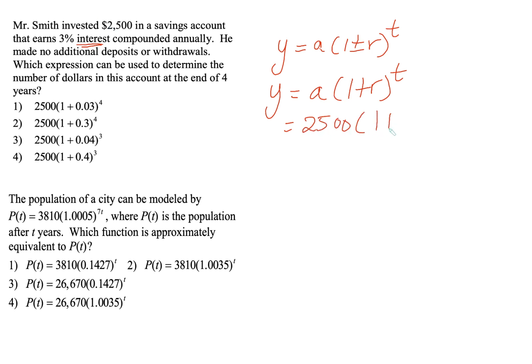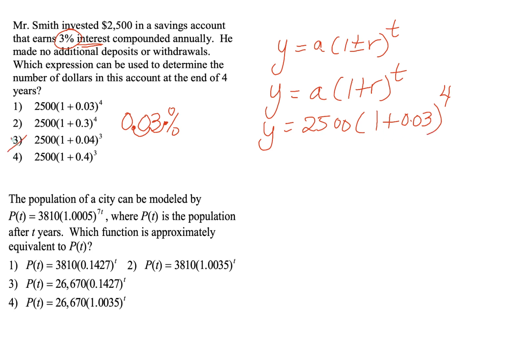It's going to be 1 plus. Now your r is 3%, which we need to change to a decimal. So 3%. My decimal point is here. I'm going to have to move it 2 places. So I'm going to go 1, 2. So it's going to be 0.03. And the time is 4 years. So we're looking for a function that looks like this.